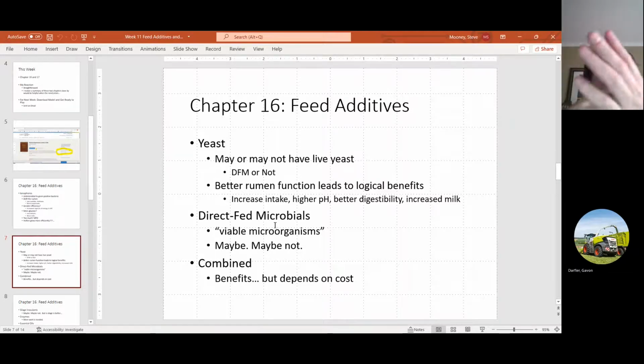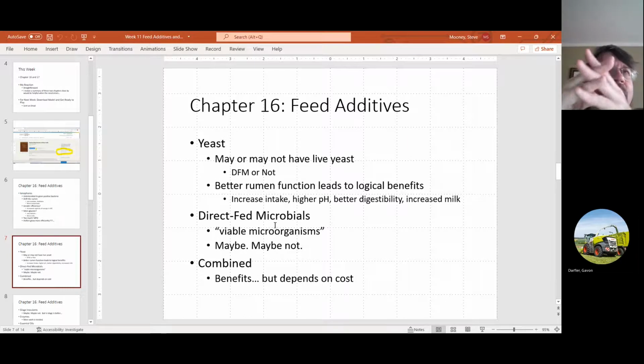Versus if the yeast are alive, they're going to scavenge lactic acid to keep the pH up. They're going to balance things out. They're going to use up the oxygen to get the rumen back to an anaerobic environment as quickly as possible. So better, more balanced rumen function with the yeast is going to lead to a number of predictable benefits: higher intake, higher pH in the rumen, better digestibility, and then possibly increased milk.